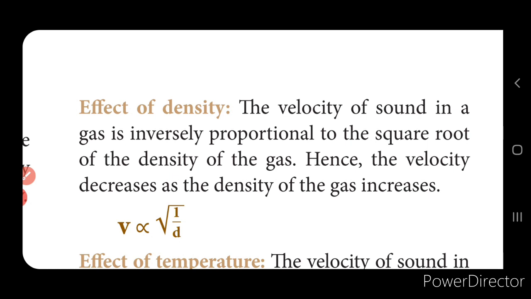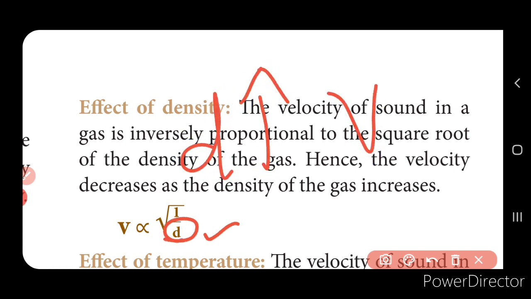So the velocity of the sound in the gaseous medium is inversely proportional to the square root of the density of the gas. So the velocity will decrease as the density of the gas increases, because it is inversely proportional. This density is in the denominator. So as density increases, the velocity of the sound decreases, because they are inversely proportional.